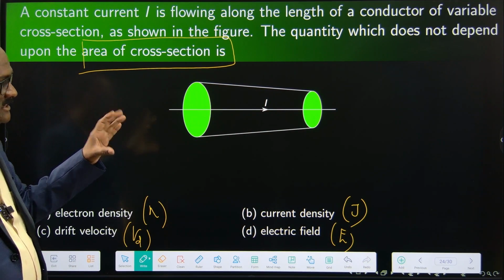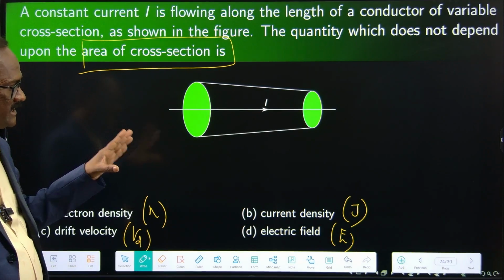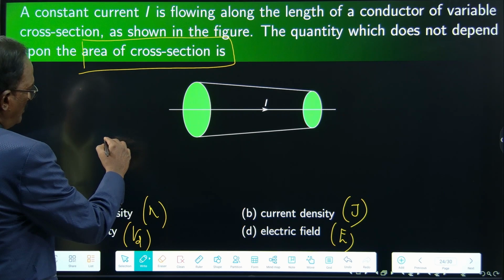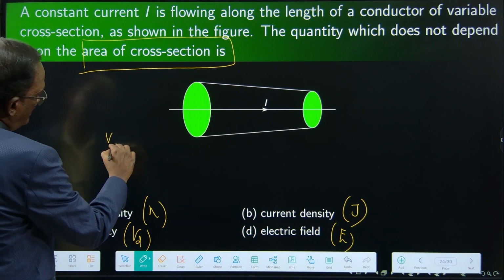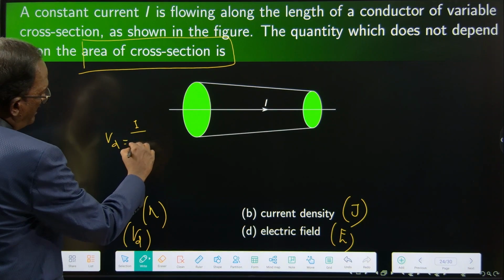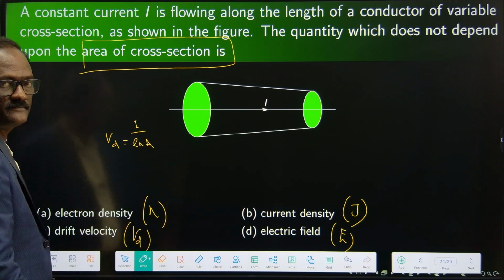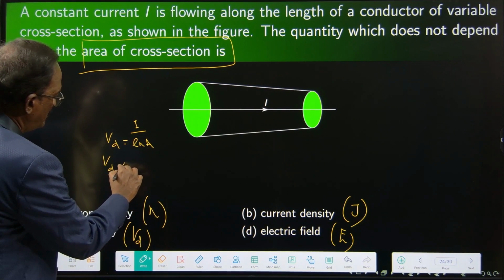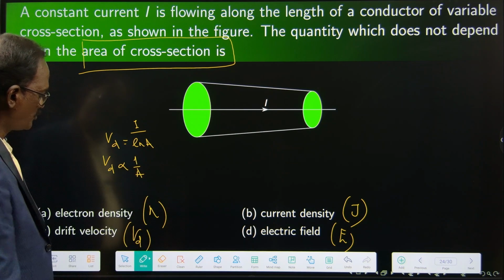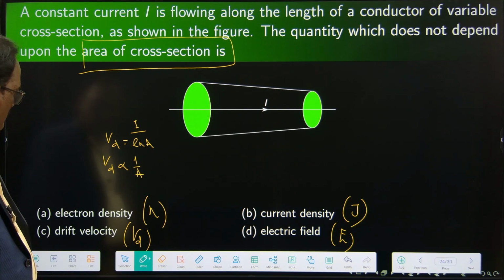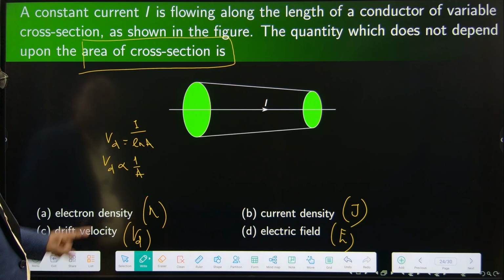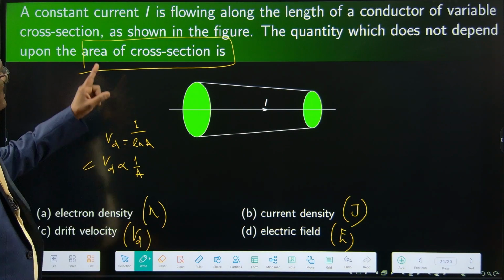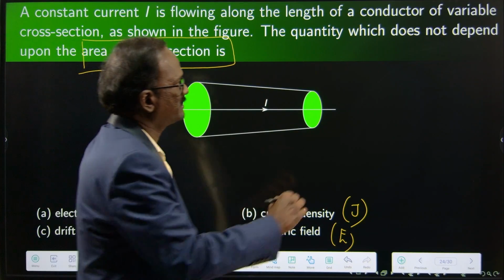Area of cross section is changing, current is constant. We have to relate area with these quantities, right? Current is constant. VD is equal to I upon ENA. Current is constant, E constant, N constant. So VD is inversely proportional to area. If the area of cross section changes, VD will change. But the question is, does not depend.